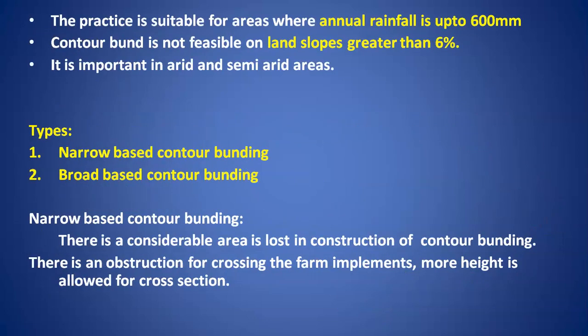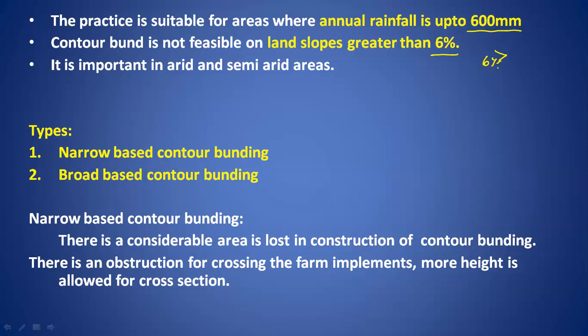So it can be used where annual rainfall is up to 600 mm. Beyond this we cannot use contour bunds effectively; there is no result. So contour bunds must be practiced where annual rainfall is up to 600 mm, and they are not feasible for slopes greater than 6%. Maybe other bunds can be used, but when the slopes are greater than 6%, we cannot use this.